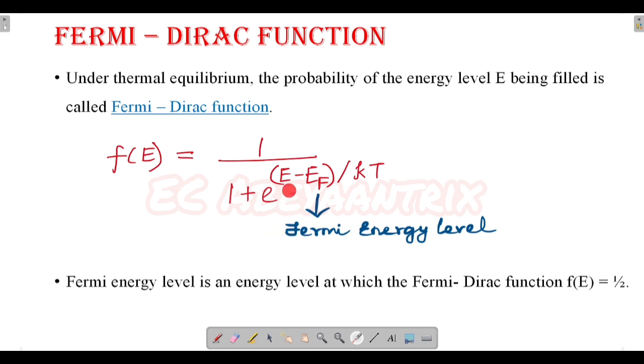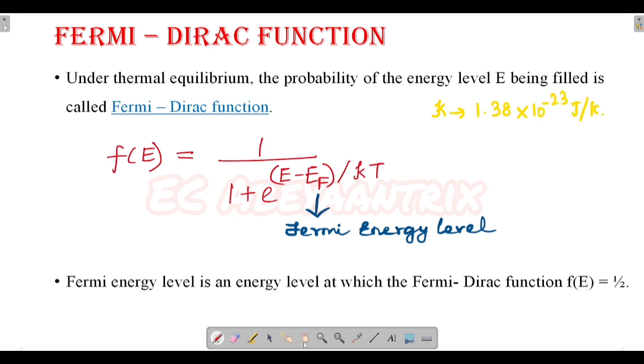This E refers to that particular energy level we are considering, and EF is the Fermi energy level. K is the Boltzmann constant, and T is the absolute temperature in Kelvin. What is the Boltzmann constant actually? A constant has to contain a value, right? So the Boltzmann constant value is 1.38 into 10 power minus 23 joule per Kelvin.